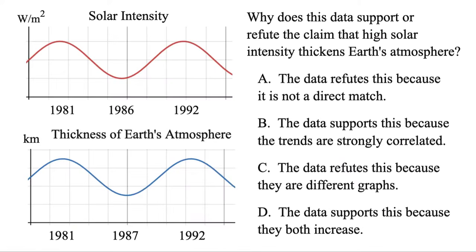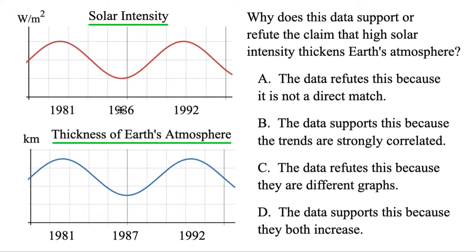Okay, let's check out another one. When you're given 2 graphs, they usually want to know if they agree with each other. Why does this data support or refute the claim that high solar intensity thickens Earth's atmosphere? Well, here's solar intensity, here's the thickness of Earth's atmosphere. But they have a high point here, a low point, and a high point all in the same areas, so they definitely support each other.